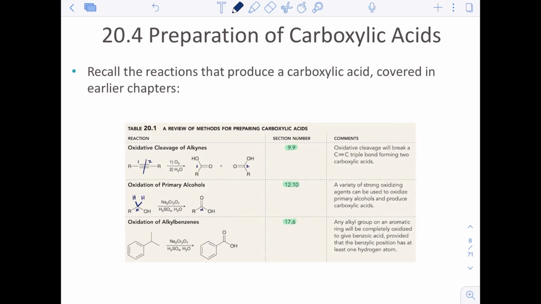And from chapter 17, which may be a little bit more recent than the other two, taking any benzylic position, as long as that benzylic position has at least one hydrogen, right? Remember, it has to have at least one hydrogen on that benzylic position. Sodium dichromate will oxidize that benzylic position to become a carboxylic acid.